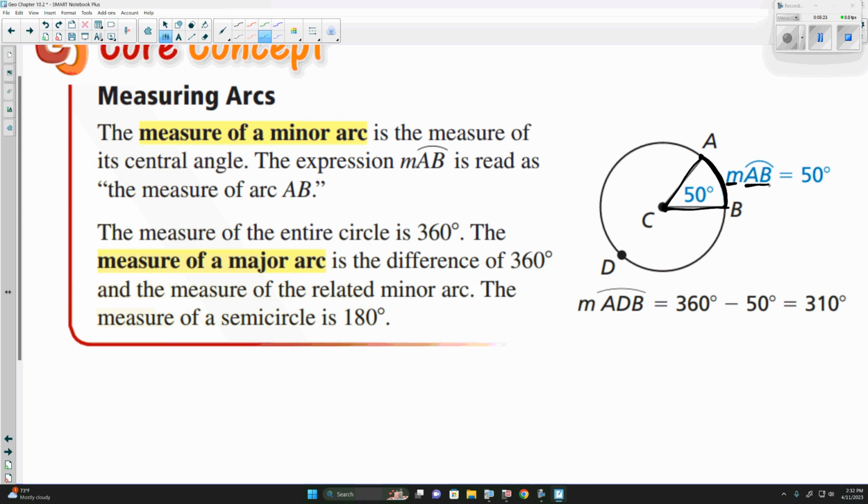For a major arc, if we're going a longer distance, we use 3 letters, where the first letter is the starting point, the third letter is the ending point, and the middle letter is kind of telling us which one we're going through. So the measure of arc ADB says we're starting out at A, going through D, and ending at B. Now we know the entire circle is 360, and if I know this part here is 50, we can subtract it. 360 minus 50 is 310. Questions on this here?